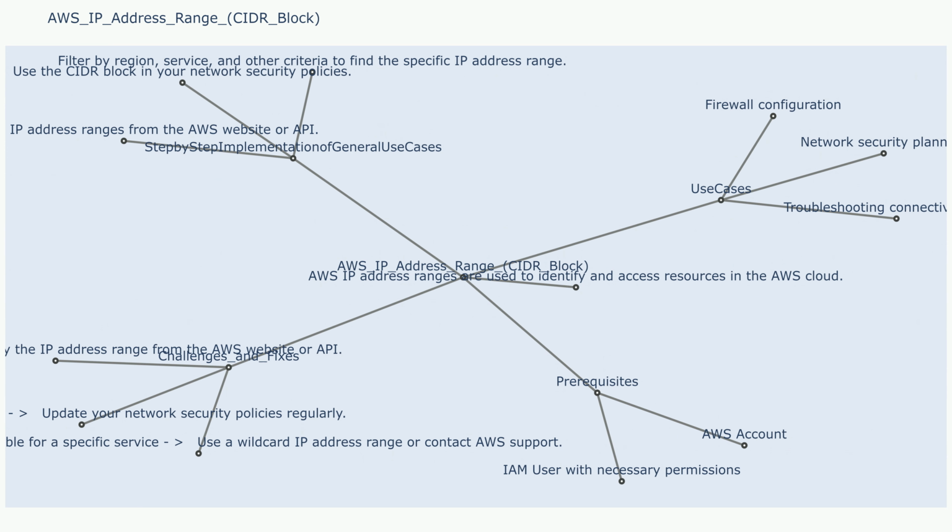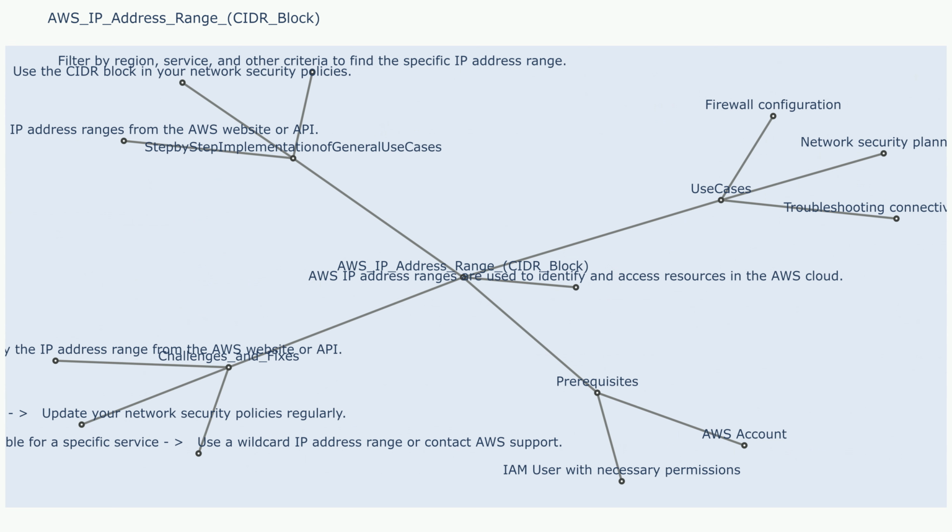Challenges and fixes: incorrect CIDR block used. Ensure that you are using the correct CIDR block for the specific service and region. Verify the IP address range from the AWS website or API. Double-check the IP address range on the AWS website or API to confirm that you are using the right one.